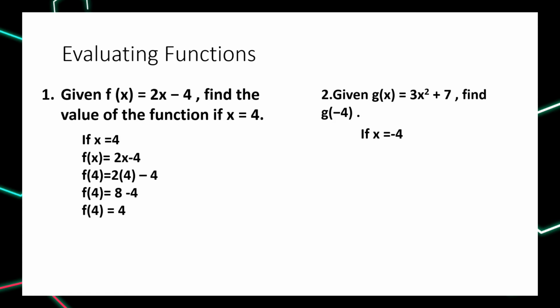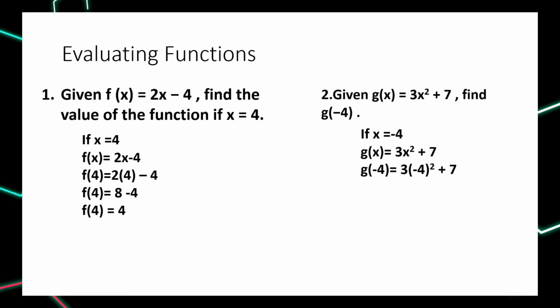Now, in number 2, given g of x equals 3x squared plus 7. So, huwag kayo malilito kung ba't napalitan si f of x ng g of x. So, we can use any letters from the English alphabet as a representation of our functions. So, this time, ginamit lang natin si g. So, if g of negative 4 ang hahanapin natin, we will change x by negative 4. So, we have 3 times the square of negative 4 plus 7.